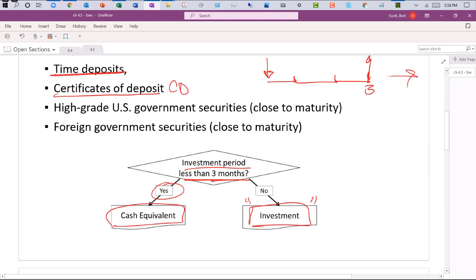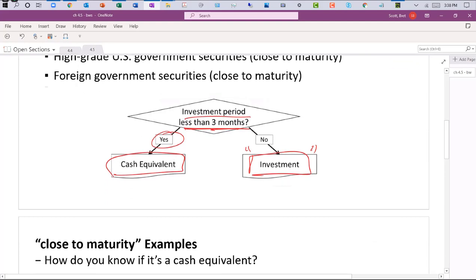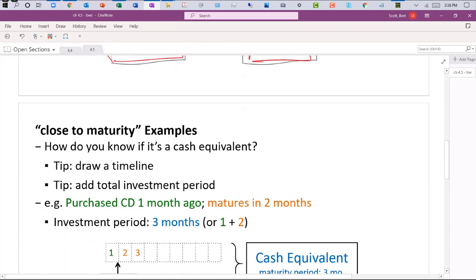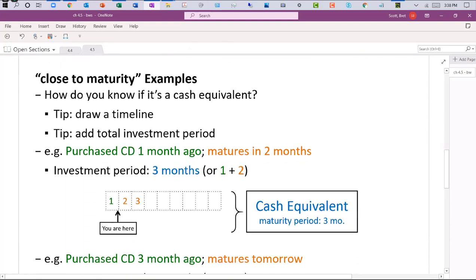Okay. That's the distinguishing feature about 4.5. Not a lot of tricky questions about that one. So I just want to make sure with some examples here that you understand what I'm talking about when I say this certificate of deposit, this cash equivalent. My recommendation is when you come across a cash equivalent question, draw out a timeline.